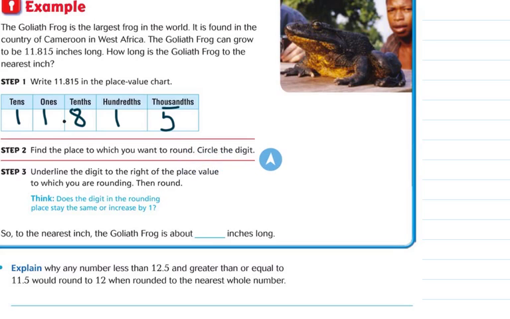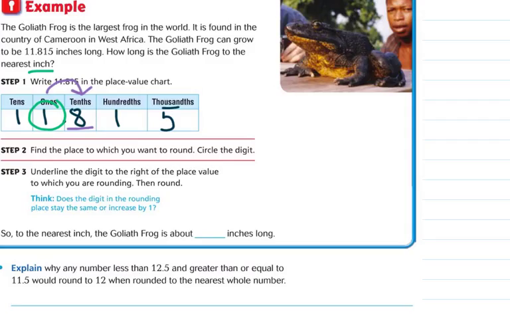So now step 2, boys and girls, it says find the place to which we want to round and circle the digit. Well, in the original problem, we wanted to round to the nearest inch. So we're going to circle inches because that's where we're going to round. Now, in step 3, it says underline the digit to the right of the place value which we are rounding. So we're going to underline this digit, and Miss G likes to do a little arrow next door just to remind you that you're looking next door at your neighbor.